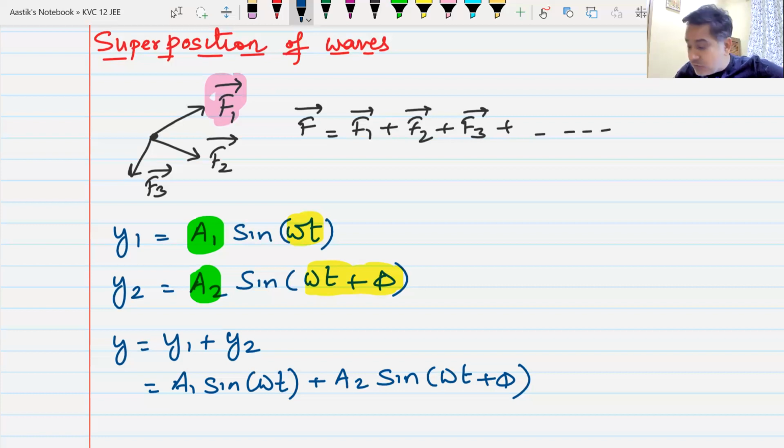Now the problem is, how do we add this? And who is going to solve this problem? Whenever physics faces a problem, its distant cousin comes and helps it. What is that distant cousin's name that helps physics whenever physics is in trouble? That distant cousin is known as maths. Maths comes and rescues us.